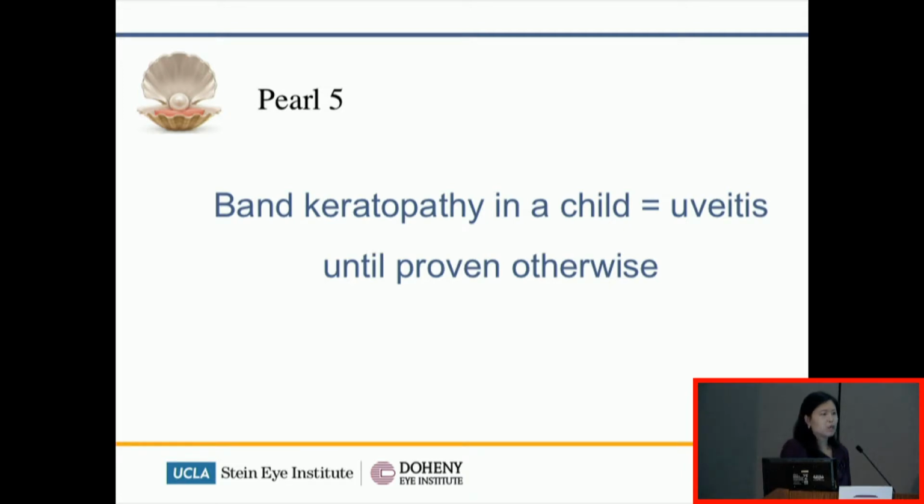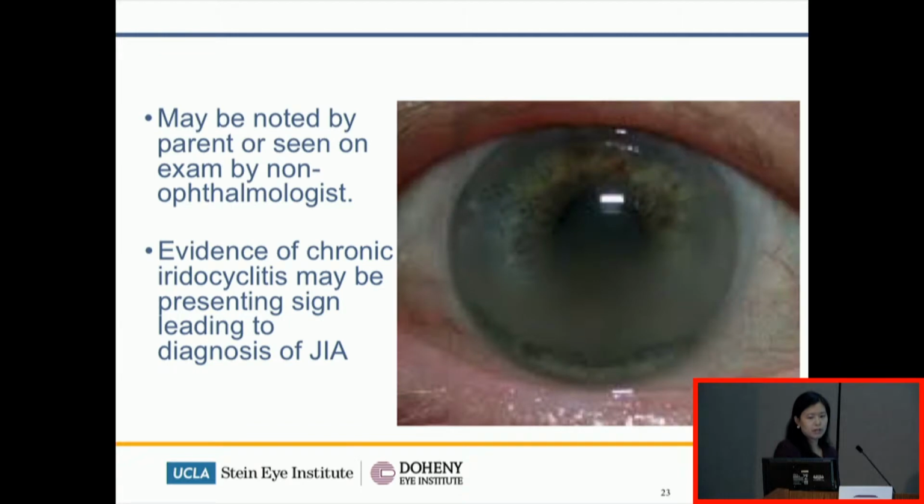Pearl number 5 is that band keratopathy in a child is a case of uveitis until proven otherwise. So what we're talking about is a collection of calcium deposition on the cornea. A lot of times this is noted first by the parents. They'll say that the eye looks dull or that the color of the eye has changed, but what they're really talking about is this haze in the cornea.